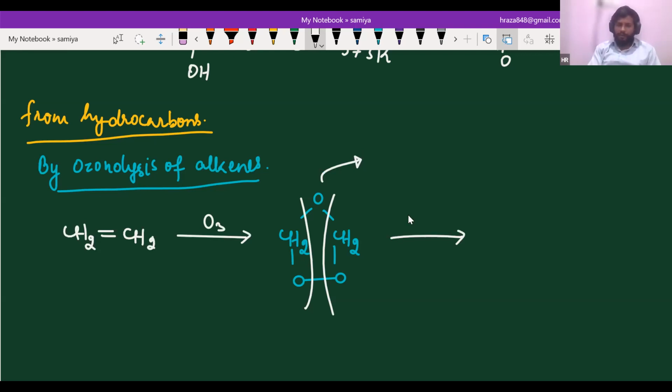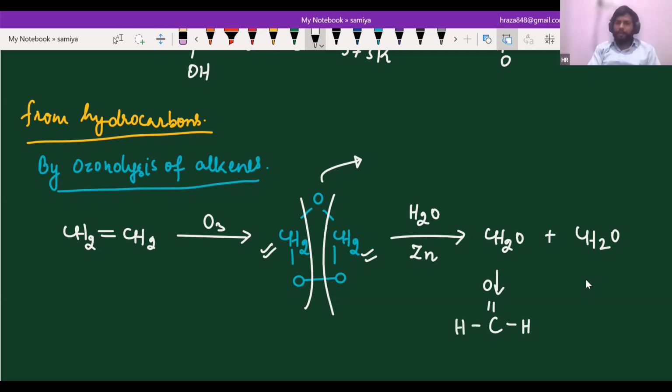Now, in the second step, you are going to do hydrolysis in the presence of zinc dust. What you have left on the left hand side is CH2O and on the right is CH2O, so you have two products. What is this CH2O? C double bond O, H and H. Since two hydrogens are there, it will make only a single bond with carbon, and with oxygen there was a single bond, but we have to make it a double bond to satisfy this.